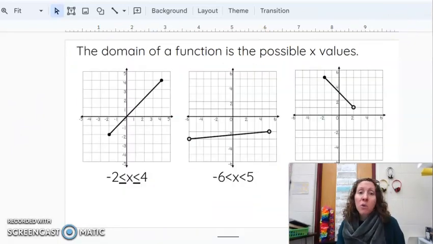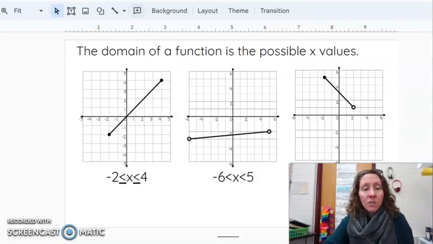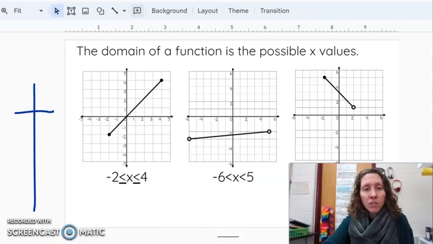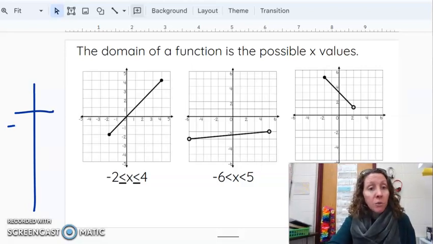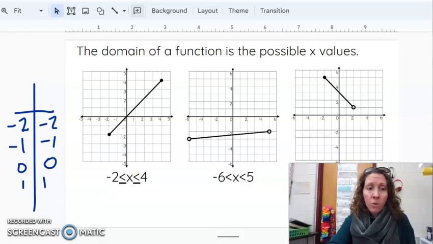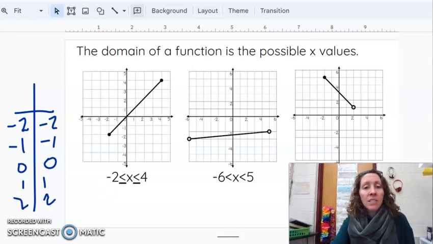All right, the next thing we need to know about is called domain. Domain is all the possible x values. All right, so if we were to make a table of values for the points along this first line, there is a point at the coordinate -2, -2. There's also a point at -1, -1, 0, 0, 1, 1, 2, 2, etc.